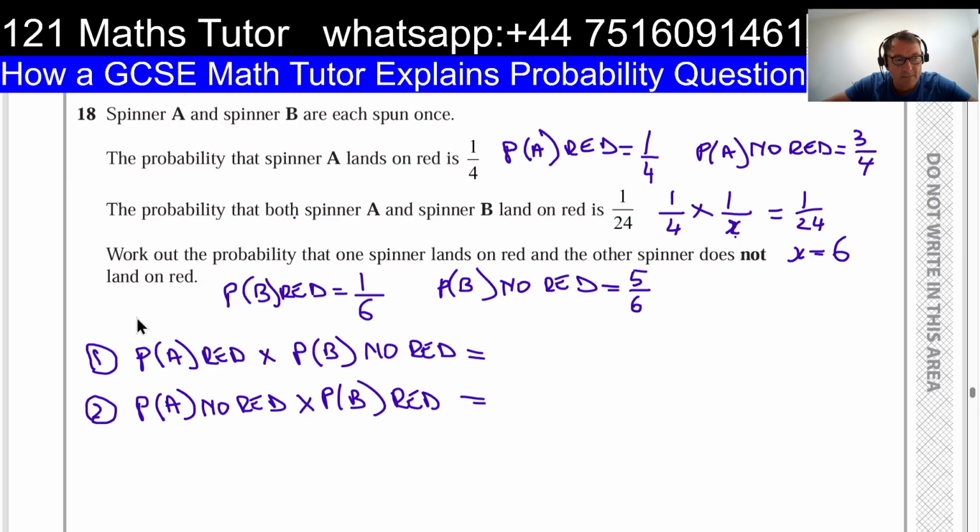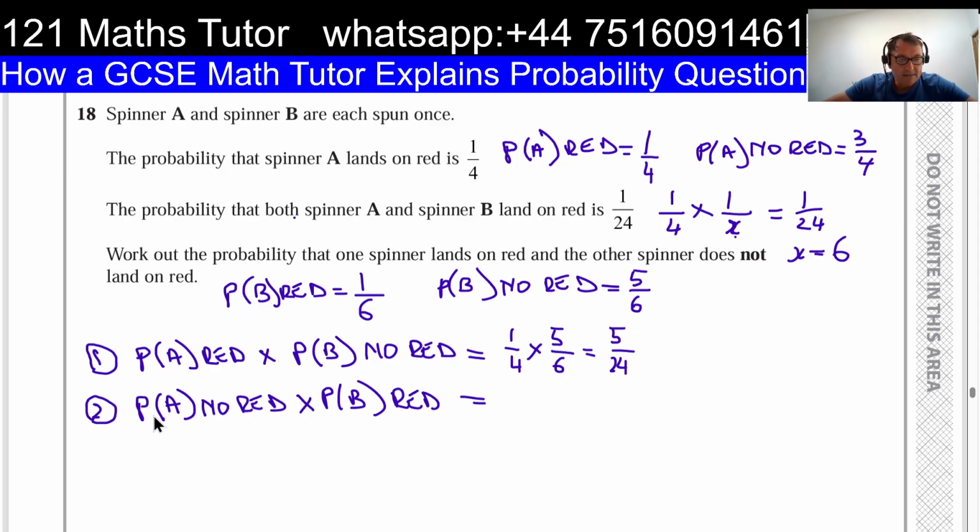Well, probability A for red is a quarter times probability of B to be no red. It's there, 5 over 6. You multiply them across, 5 over 24.